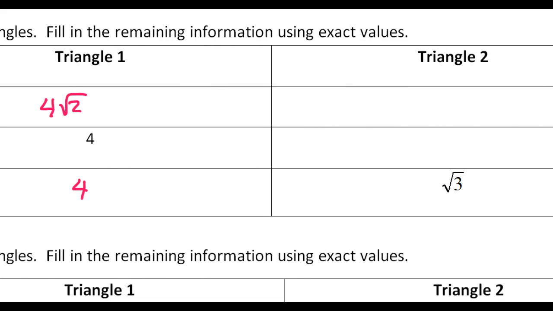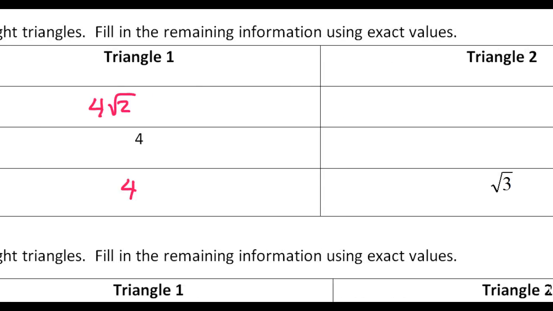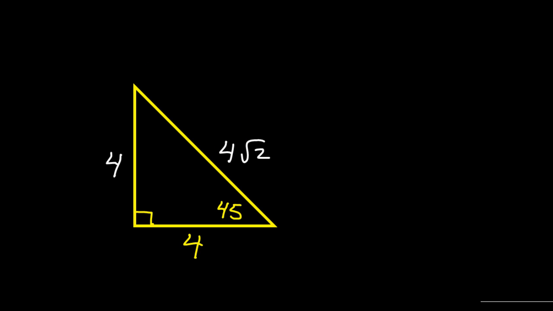Now for the second triangle. Now remember, it's hypotenuse, leg, leg. Maybe I'll make a note of that on the screen somewhere. So this is the hypotenuse, and this is leg 1, and this is leg 2. Hypotenuse, leg, leg. Anyway, we're given, again, one of the legs, and we're being asked to find the other leg and the hypotenuse. Now, at this point, we shouldn't even really need the picture, but I'm going to do it anyway.